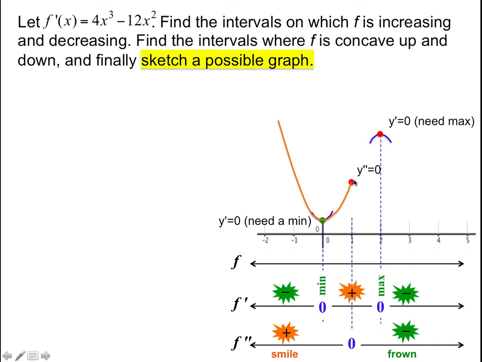And then this next region, I'm going to continue increasing my function value up to here. But in this region, I'm also in the frown region for my second derivative. And then this is my max. And then after which my function has to start to decrease. So a possible sketch would look something like that.